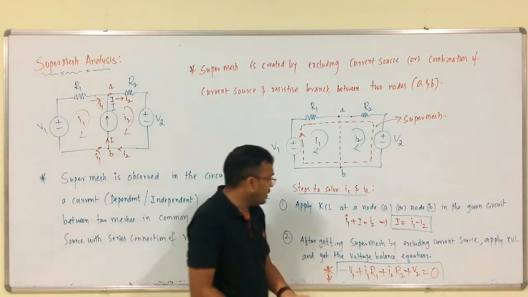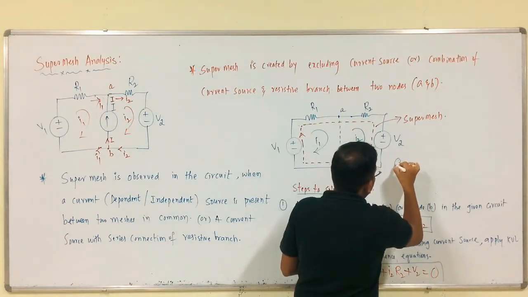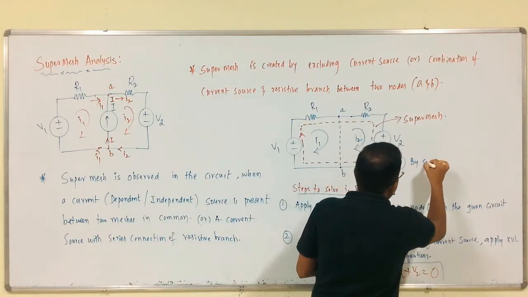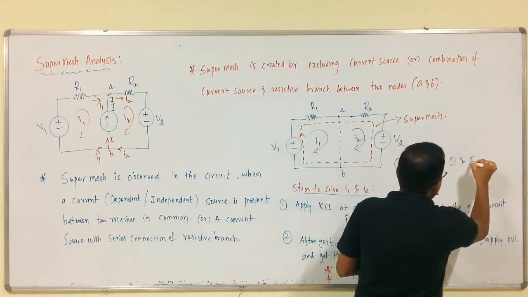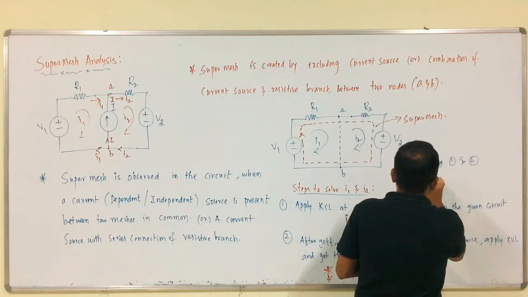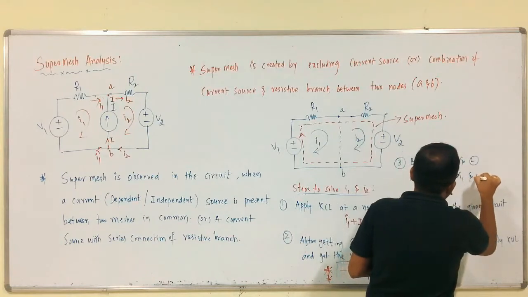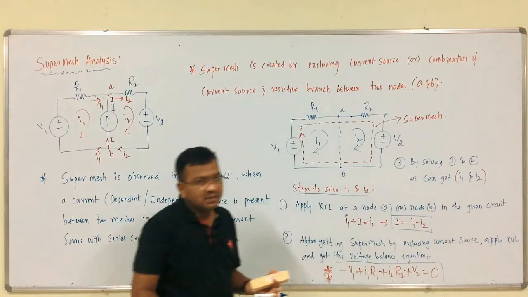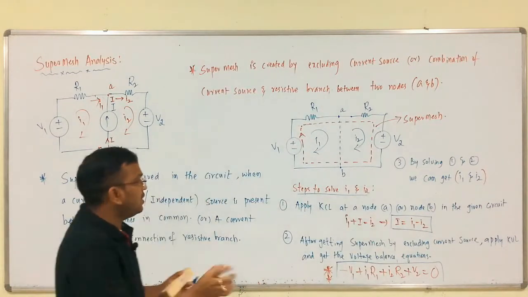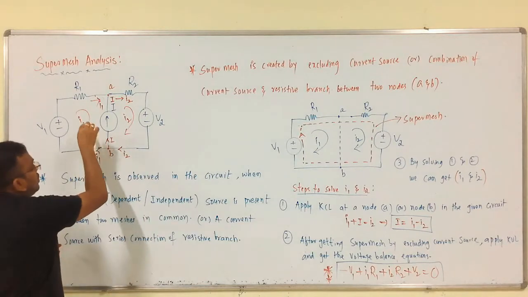By solving 1 and 2, what is step 3? Step 3: by solving 1 and 2, we can get I1 and I2. That is it. Problem is completed. Simple. First, looking at the given circuit, we have to assume our own current directions.